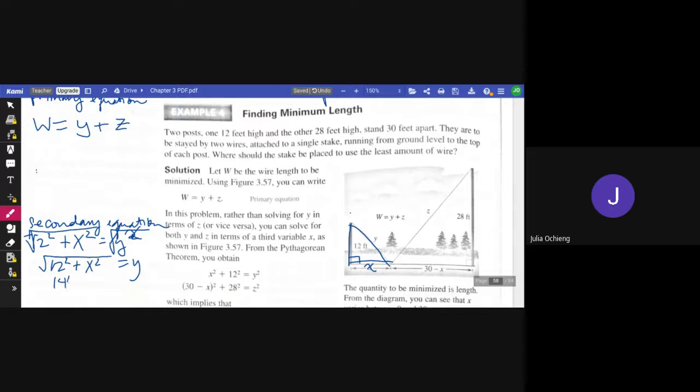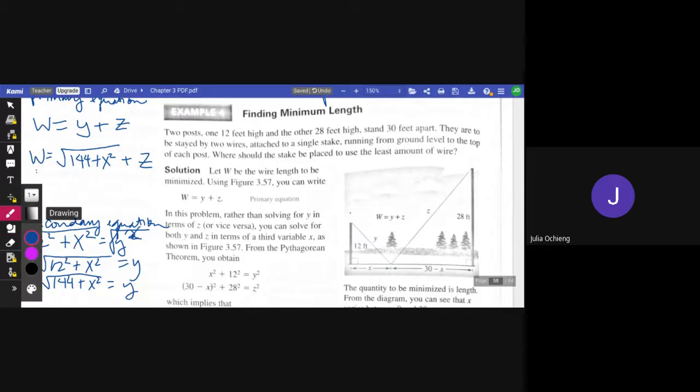12 squared is 144. So that's what y is going to be. So I'm going to be able to substitute for y this entire expression. So now I have w equals square root of 144 plus x squared plus whatever z is. So now let's move on to z. So I'm looking for this length here. So see if you can set up a secondary equation for that on your own. I suggest you pause the video and try that.